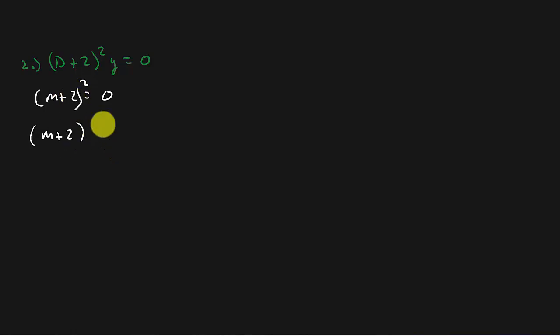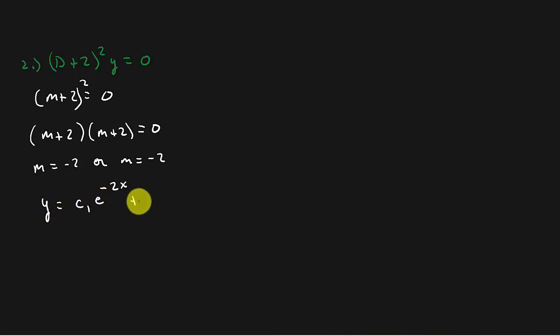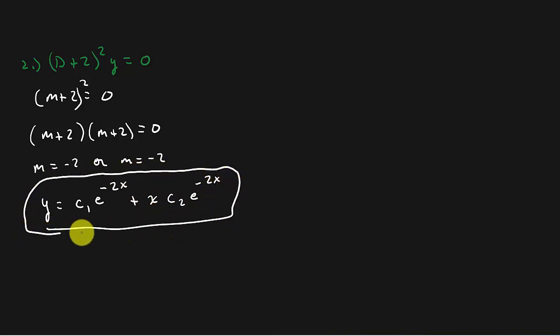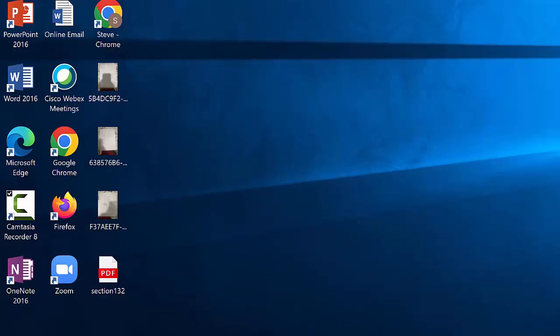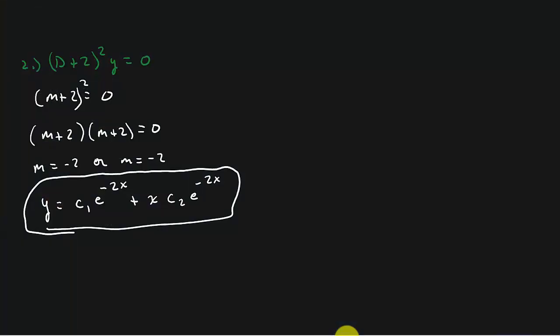So this is our auxiliary equation, and if it helps, write out both factors. So we get m equals negative 2 or m equals negative 2. And so it's going to be the same thing. y equals c1 e to the negative 2x plus, because it's a repeated root, x times c2 e to the negative 2x. And there's your solution.